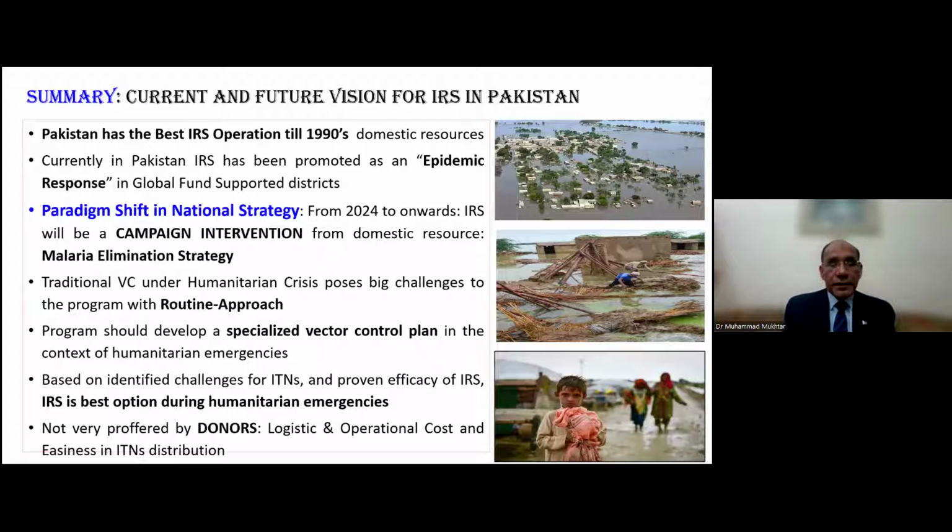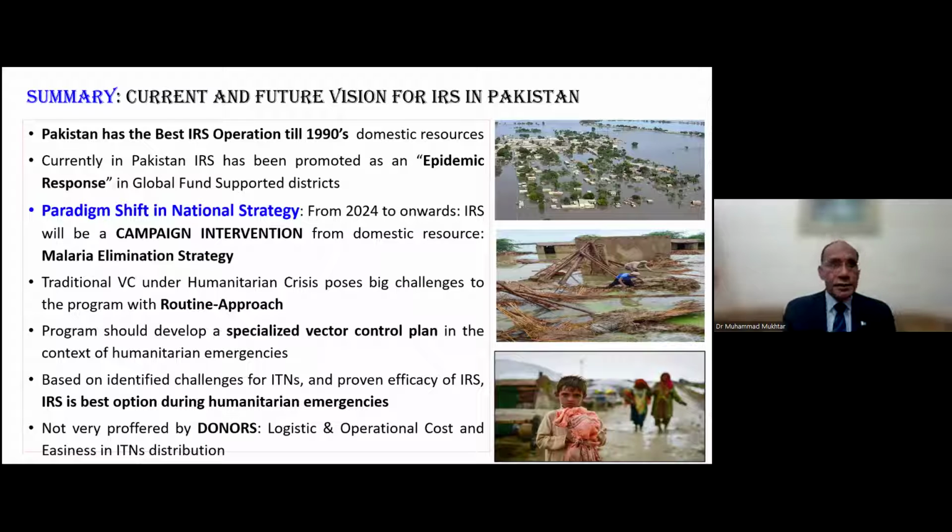I already explained that traditional vector control methods under humanitarian crisis are a big challenge because the program has a routine approach. So programs should develop a specialized vector control plan in the context of humanitarian emergencies, based on the identified challenges. IRS is the best option during humanitarian emergencies. IRS is not preferred by the donor due to logistic and operational cost, but still we believe that IRS is the best intervention, particularly for those countries which have the target of malaria elimination.